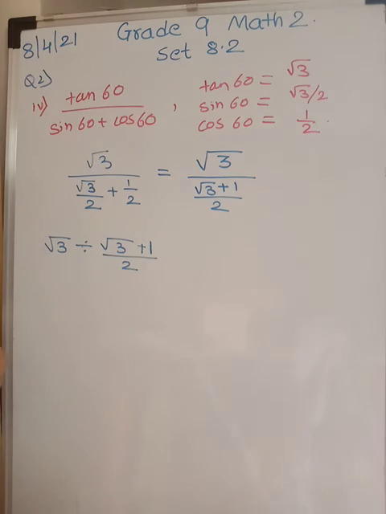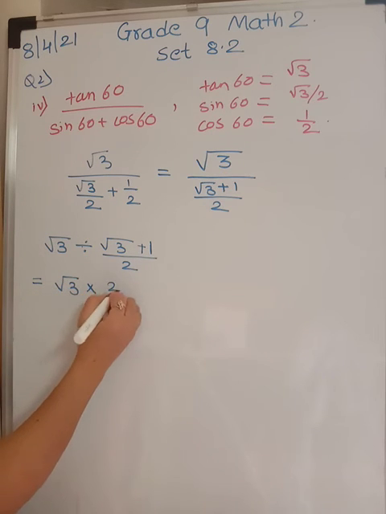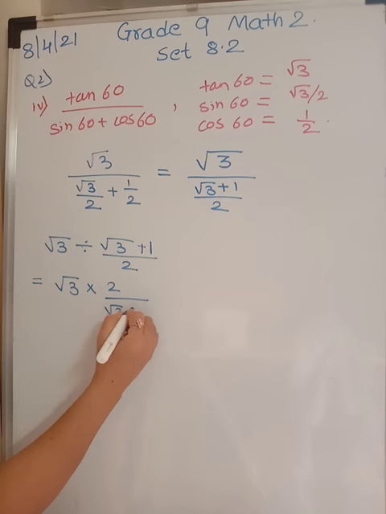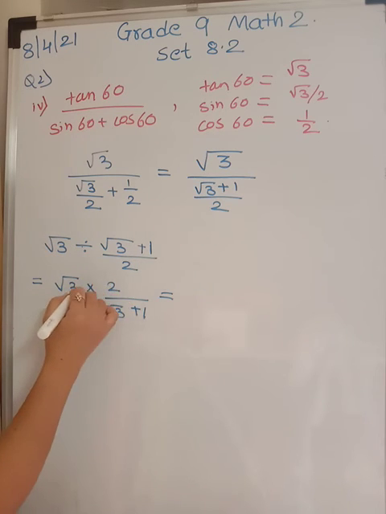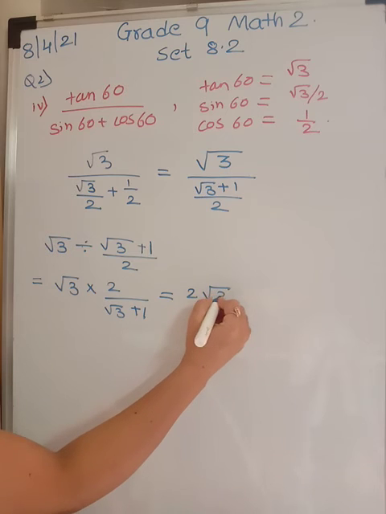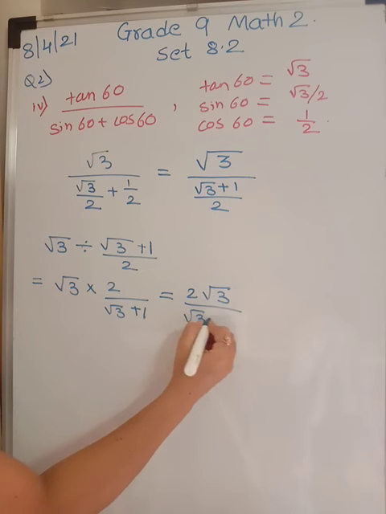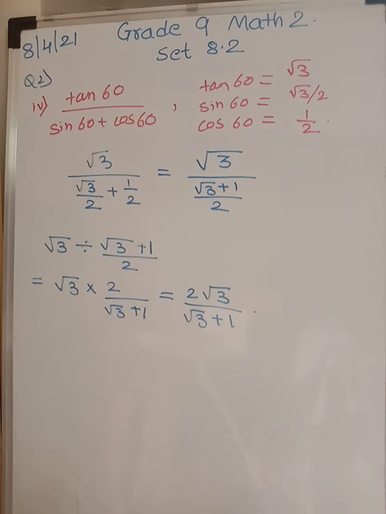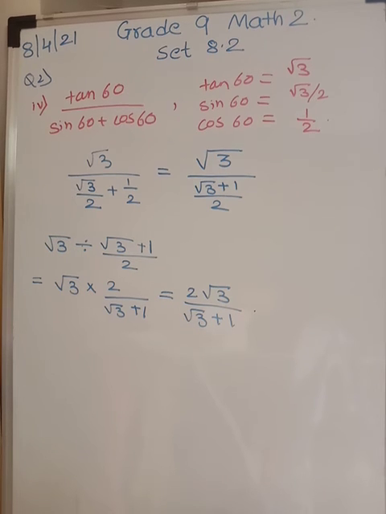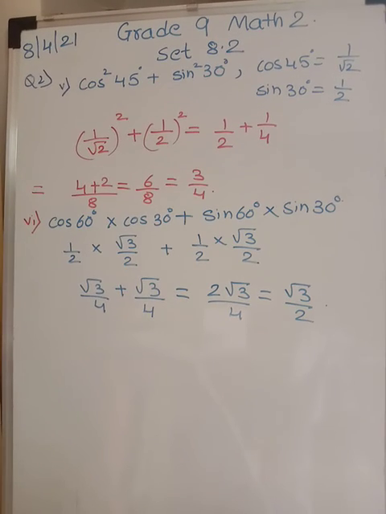upon 2. Now if I convert division into multiplication, this will become upside down. So reciprocal it is going to become. So you have root 3 into, now this will be 2 upon root 3 plus 1. So root 3 into 2 is 2 root 3 upon root 3 plus 1. So you have 2 root 3 upon root 3 plus 1. That's the answer. Okay. Now next. Now let us quickly see fifth one.